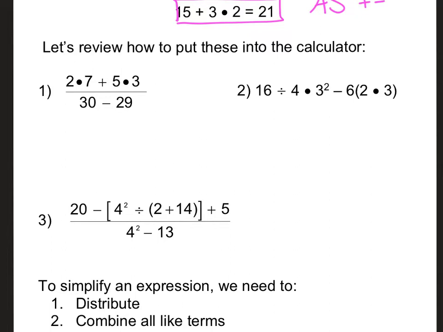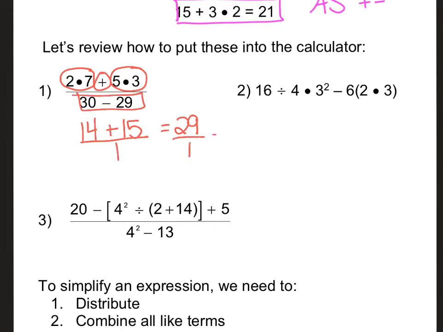Okay, another thing that we could do is we could just kind of simplify the numerator first. Well, we see multiplication and addition. We need to do the multiplication first. So 2 times 7 is 14, plus 5 times 3, which is 15. And that would give us 29 as our numerator. And then we could do the 30 minus 29 to get 1, and our answer would be 29.